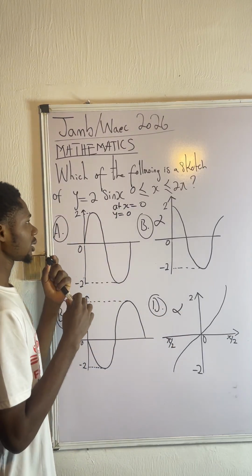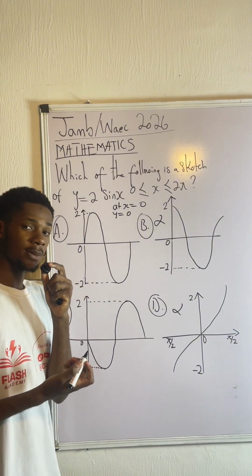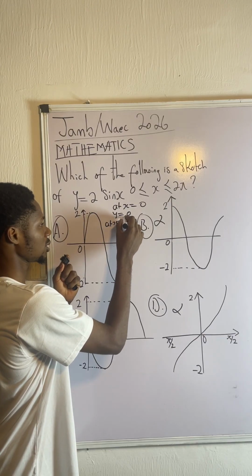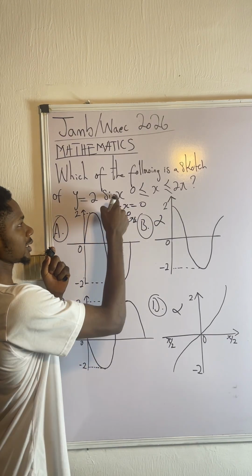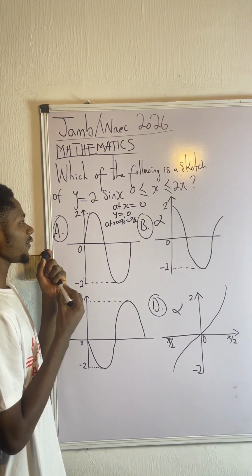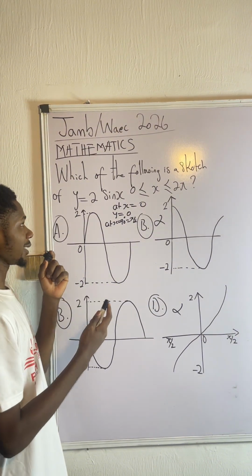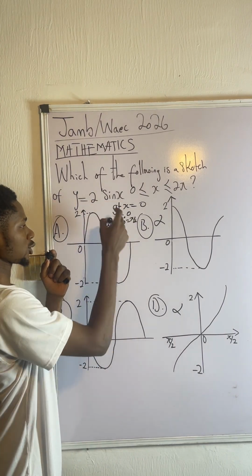Now let's check again. How about at x equal to 90 degrees? x equal to 90 degrees is the same as pi over 2. What do we get? If you place in 90 degrees, sine 90 is what? If sine 0 is 0, sine 90 is 1, right? Now we're going to have y is equal to 2 sine 90, which is 1 times 2, we're having what now?